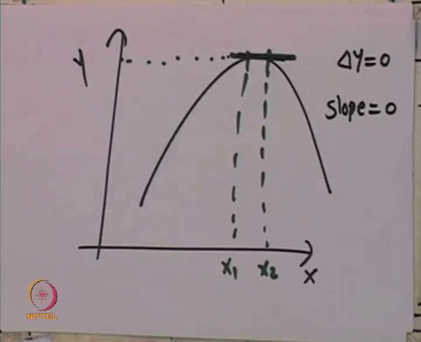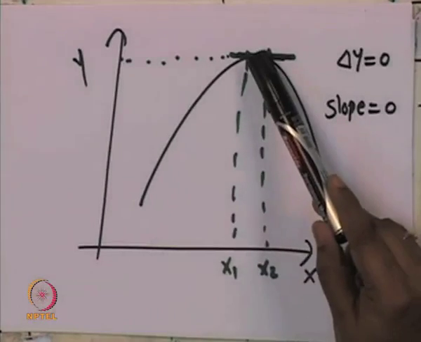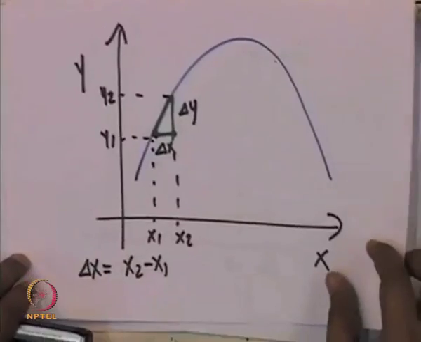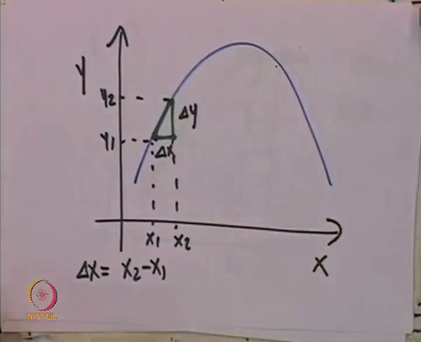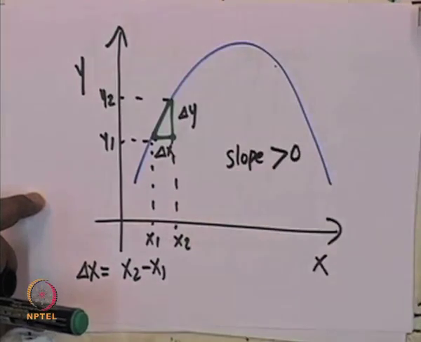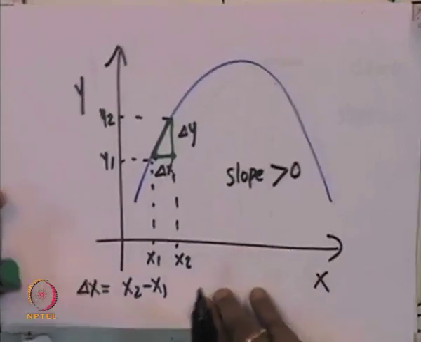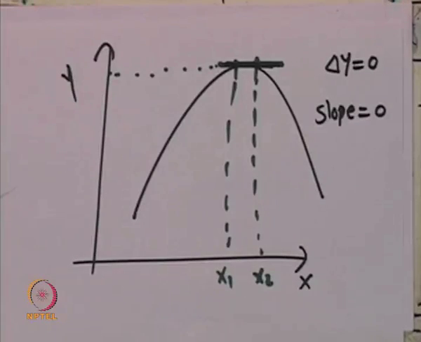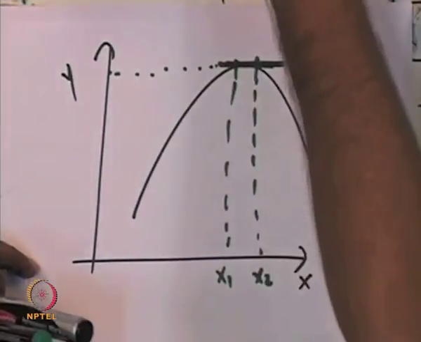So, it turns out that whenever you have a curve, at the maximum value of the curve, the slope is 0. In the earlier case you had a positive slope, which is greater than 0. Here you have a slope which is equal to 0. Now, let us look at the next case where we have delta x and delta y.